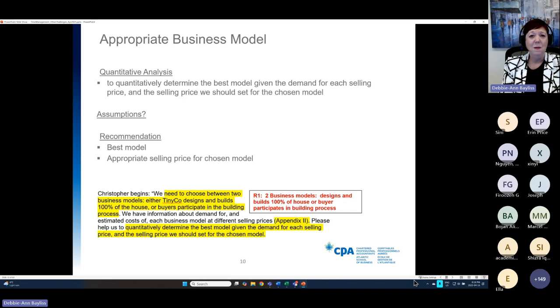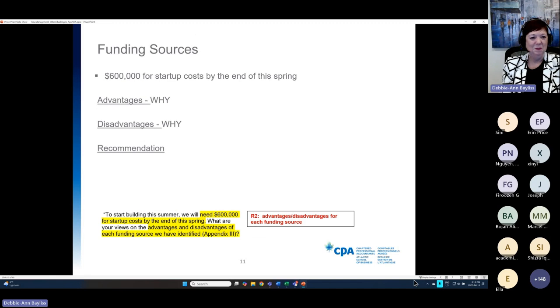And I need to recommend two things. They've asked me two things. Which is the best model? And what's the appropriate selling price based on the model I advise them to do? So I have a clear sense of what I need to do, and I have the structure in place to make sure that what they ask me to do, I'm going to do.